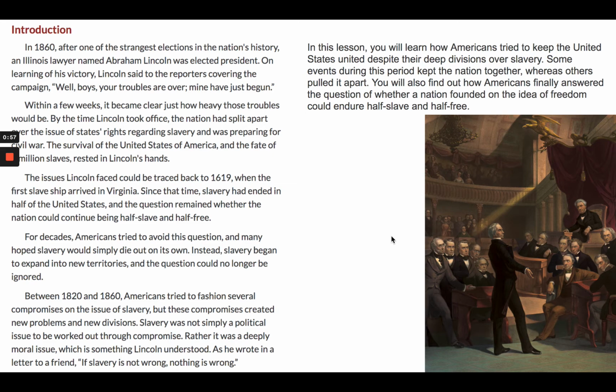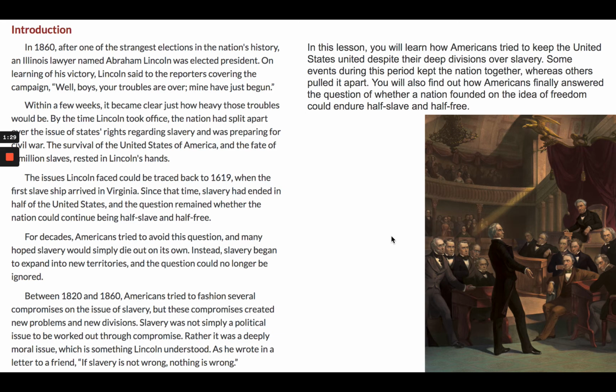In 1860, after one of the strangest elections in the nation's history, an Illinois lawyer named Abraham Lincoln was elected president. On learning of his victory, Lincoln said to the reporters covering the campaign, "Well, boys, your troubles are over, and mine have just begun." Within a few weeks, it became clear just how heavy those troubles would be. By the time Lincoln took office, the nation had split apart over the issue of states' rights regarding slavery and was preparing for civil war.